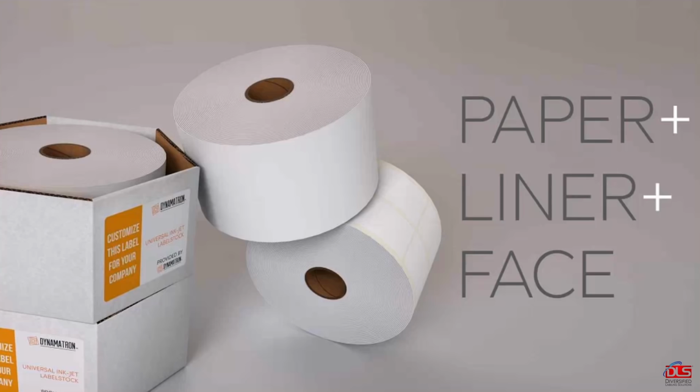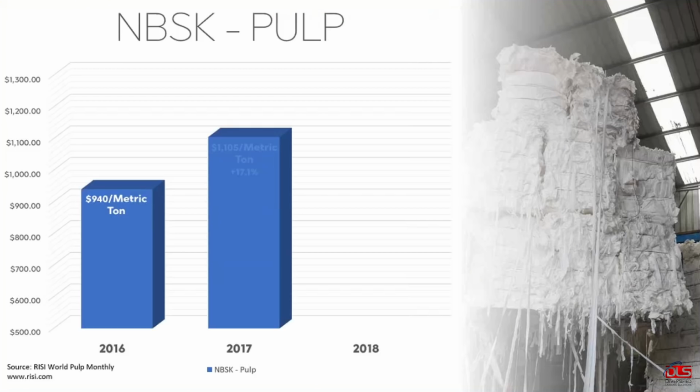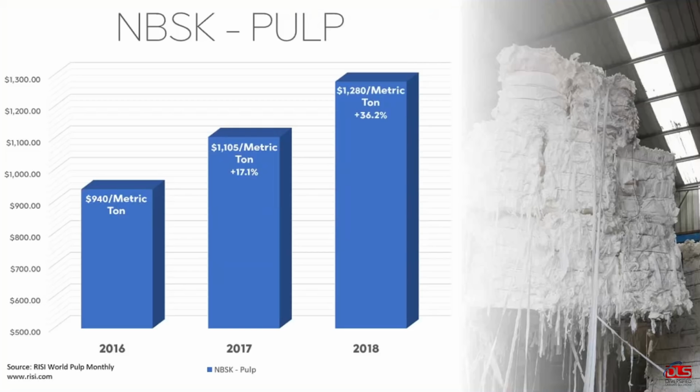So we're going to start talking about the paper industry. So when we talk about paper, we start with pulp. Pulp is a form of wood that's been ground to a fine powder and is used in making the face sheets and liners. So the Northern Bleached Softwood Kraft, or NBSK, is the paper industry's benchmark grade of pulp.